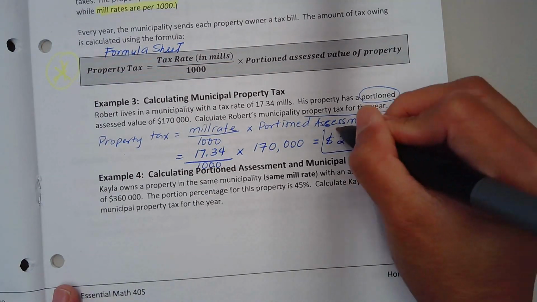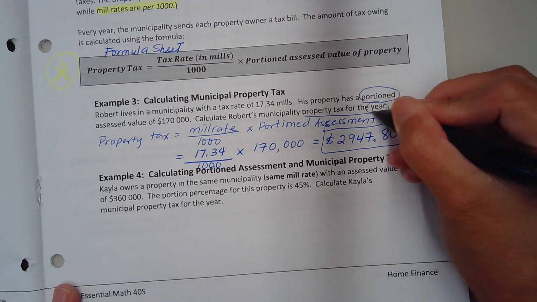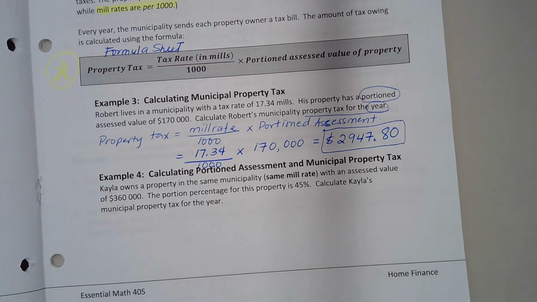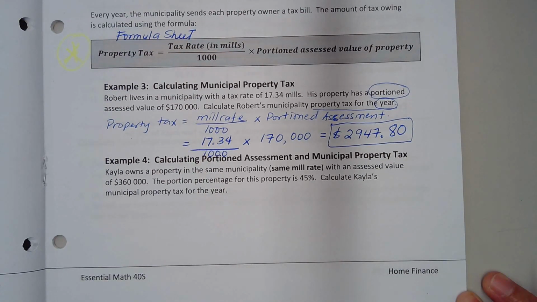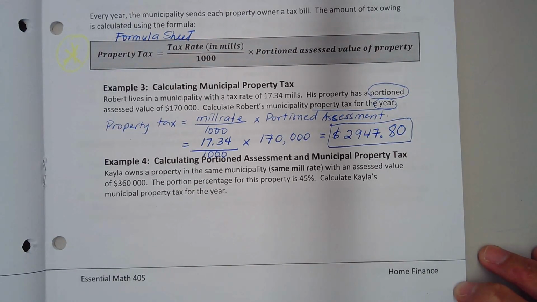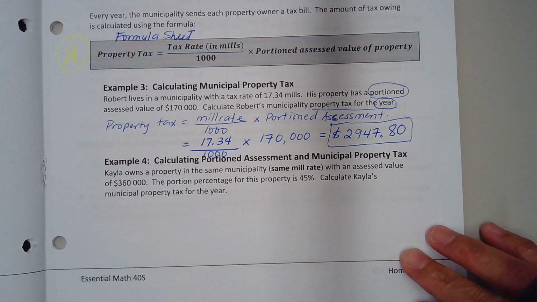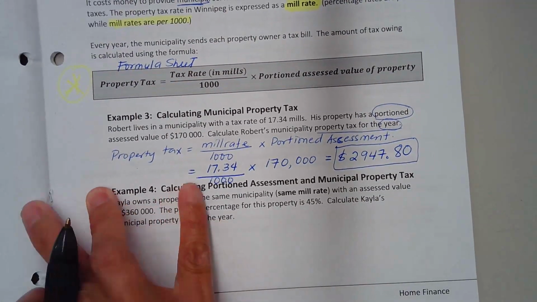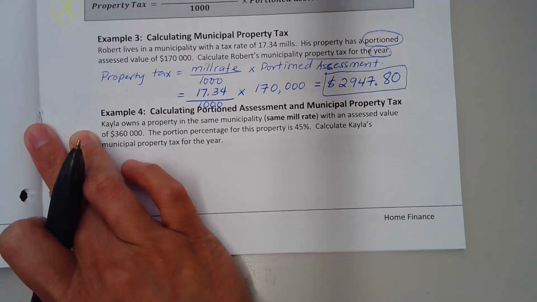And this one is for the year. Just like our insurance, it's annually calculated. Property tax is annually calculated. So far so good? Is that okay? I'm just gonna move it a little bit so we can take a look at example 4.